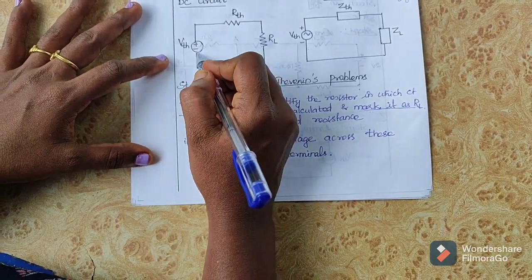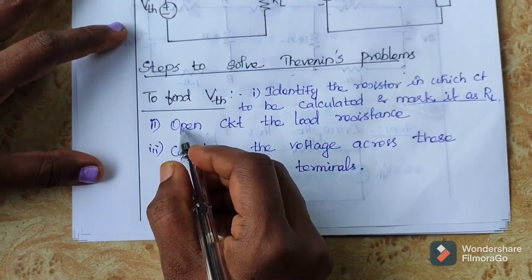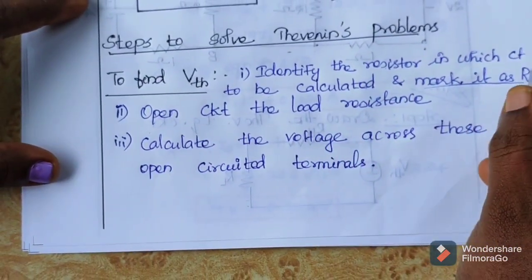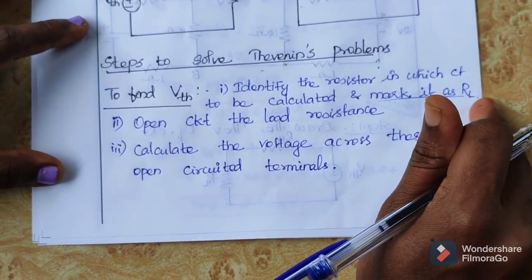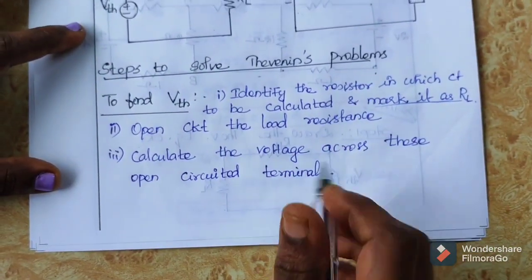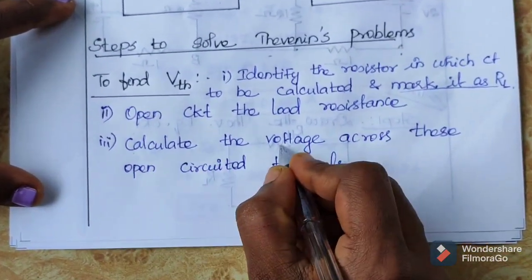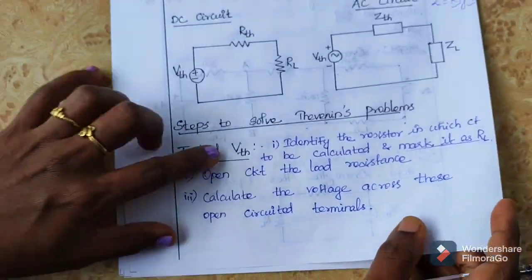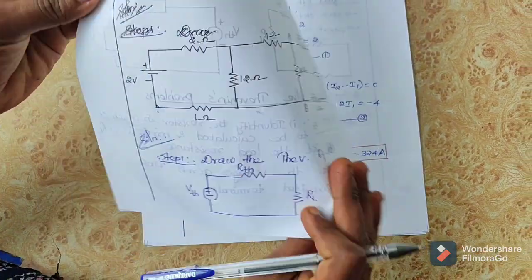Then find the value of VTH. To find VTH, open circuit the load resistance. The load resistance you marked, open circuit it, that is, disconnect it. Then calculate the voltage across this open circuited terminal. That is the VTH value across the open circuited terminals.